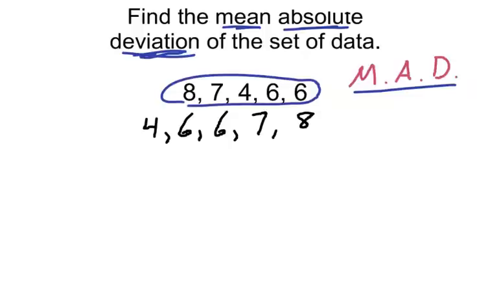So we have 4 plus 6 plus 6 plus 7 plus 8, and that's going to equal 31. Okay, so this total is 31. And how many numbers are in the data set?